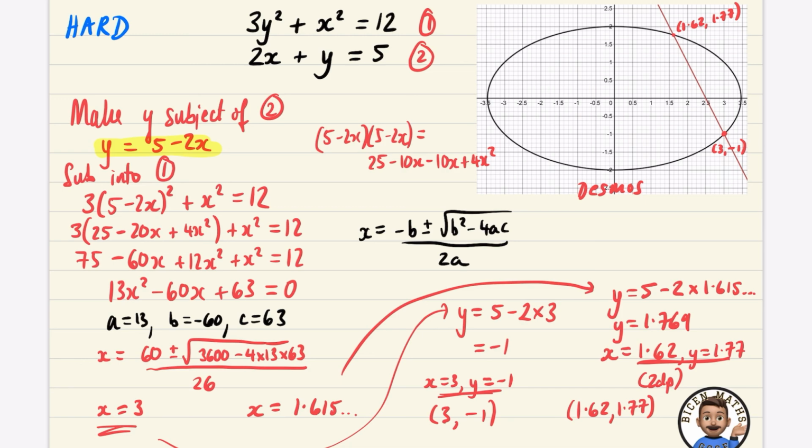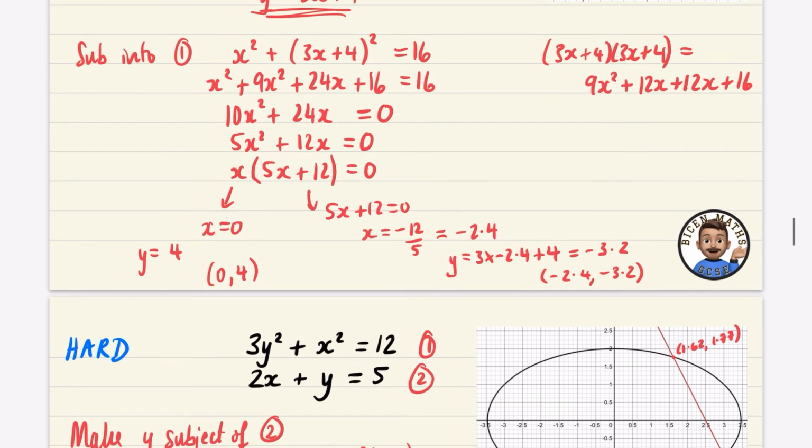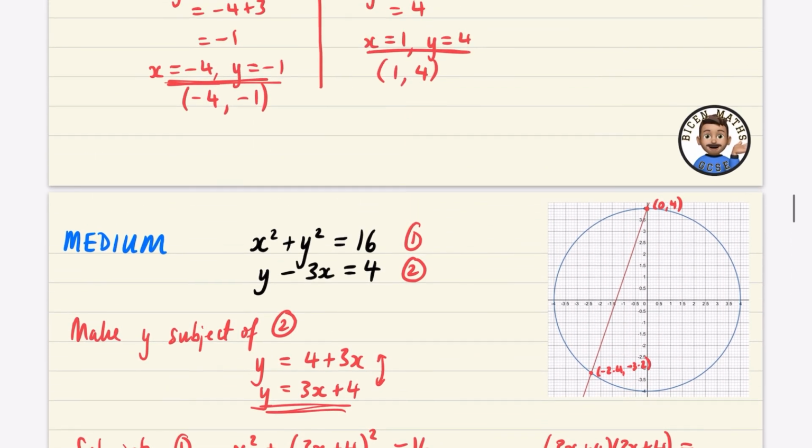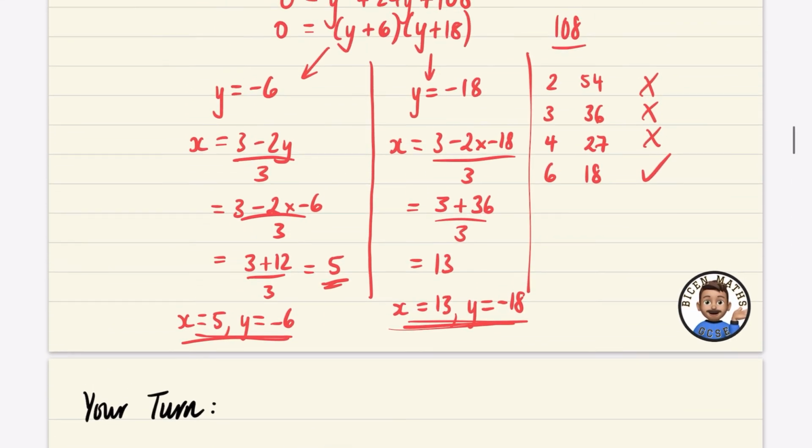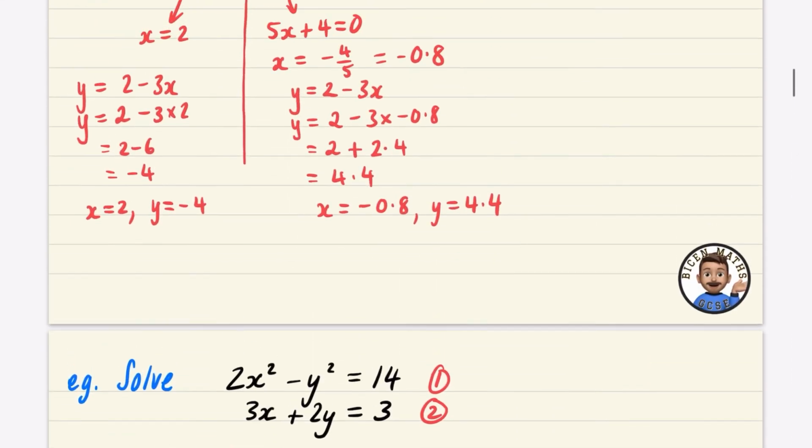Okay, that's a really tough topic. I think that's one of the hardest things that there is in GCSE, and this hugely overlaps with A-levels. So get some practice in. I'll put some links to some websites where you can do some more practice of these questions as well.